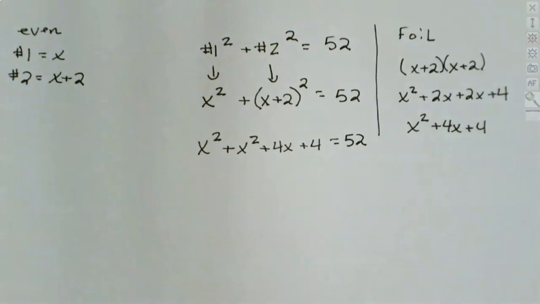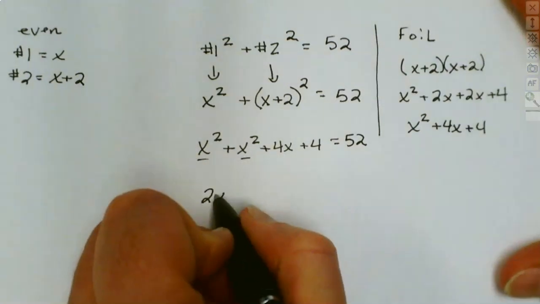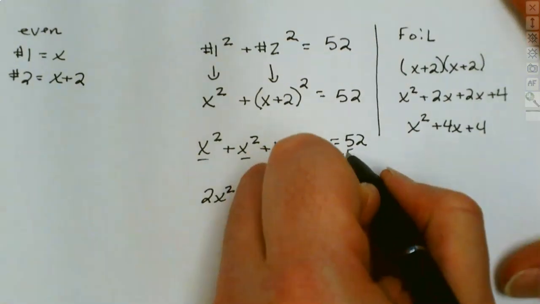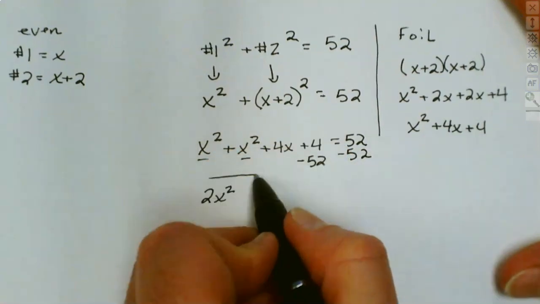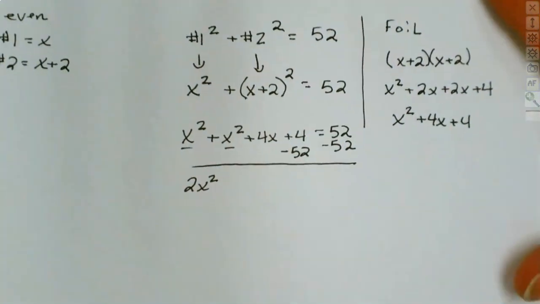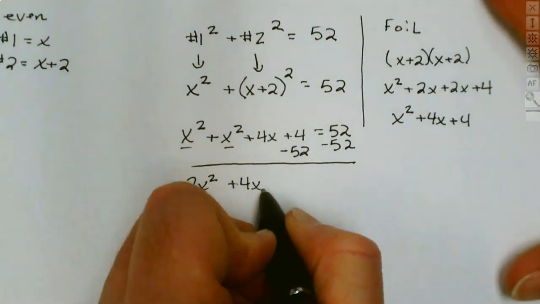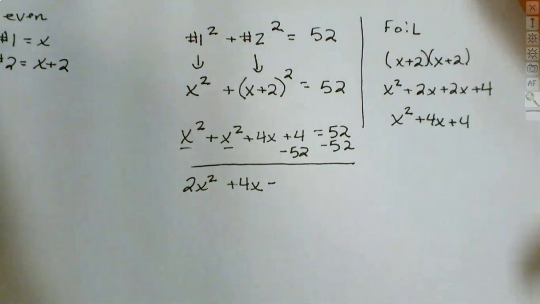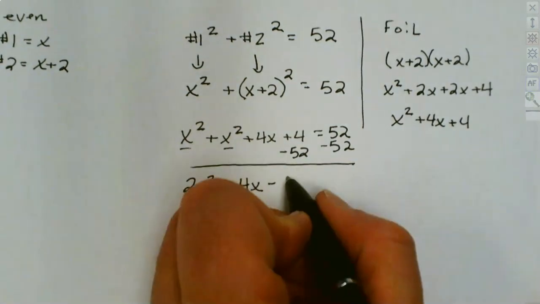Now we need to set this to 0 and factor it. So the x squareds can go together, which makes it 2x squared. I'm going to move that 52 over, so we'll subtract that 52 from each side. Now we're left with 2x squared plus 4x, and then minus 48, because 4 minus 52 gives us negative 48.